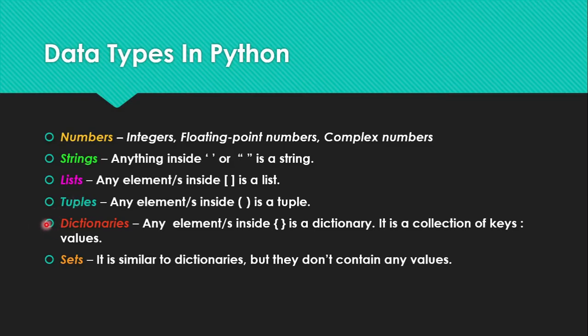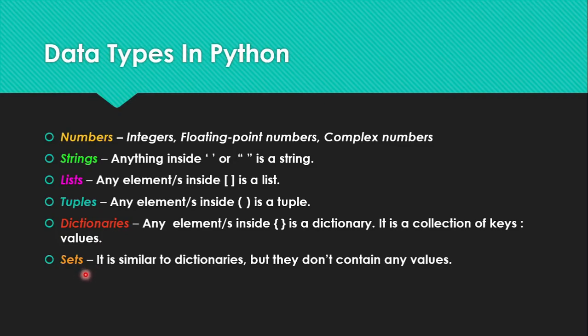Now we have the fifth type of data type, that is dictionaries. Any element or elements inside curly braces is a dictionary. It is a collection of keys and values. So we have a key and a value. For example, apple is a fruit, so apple is the key and the value is fruit. You can understand it like that. Dictionaries are actually mutable, you can change them. Sets are also mutable, you can also change that.